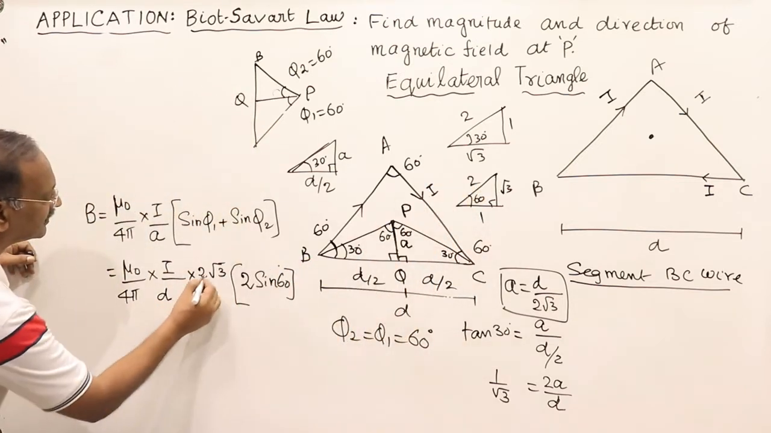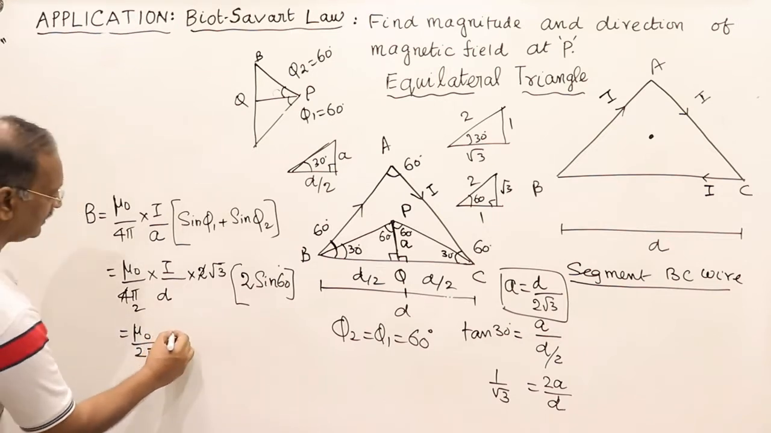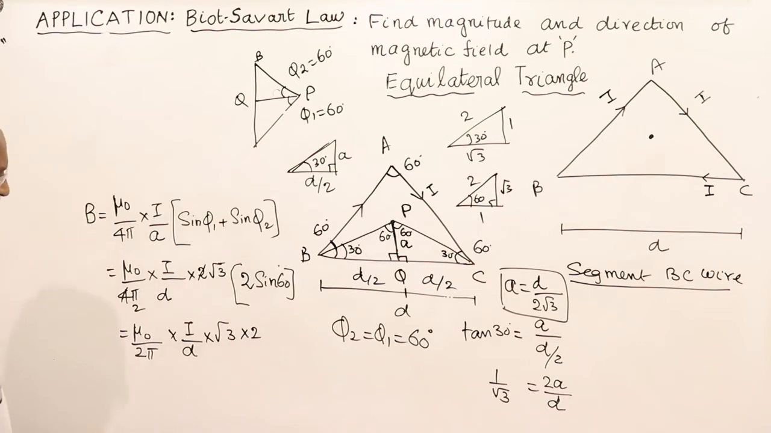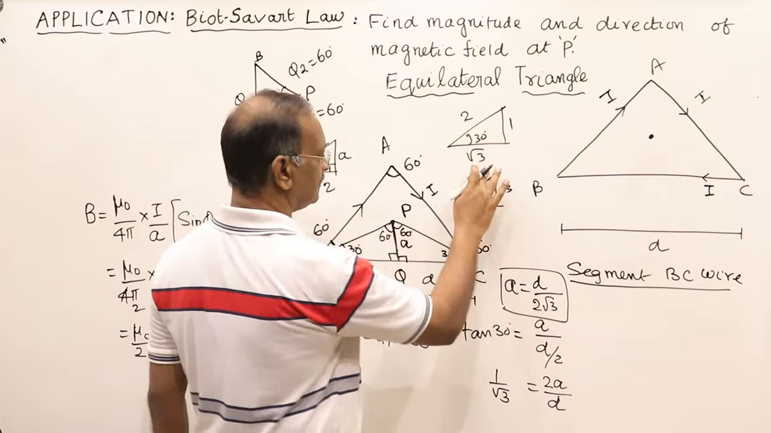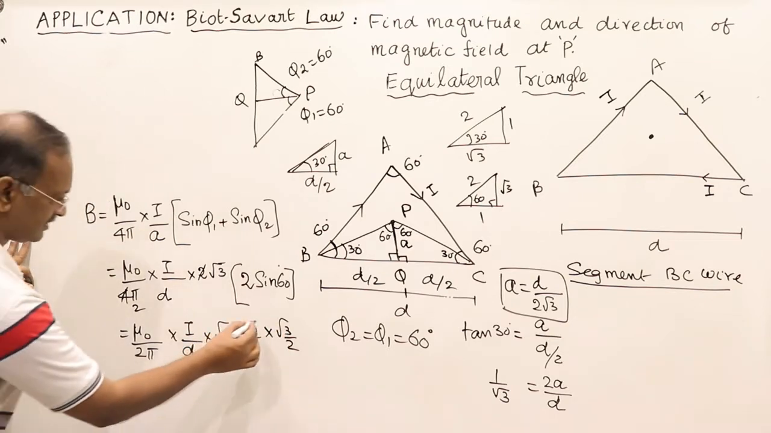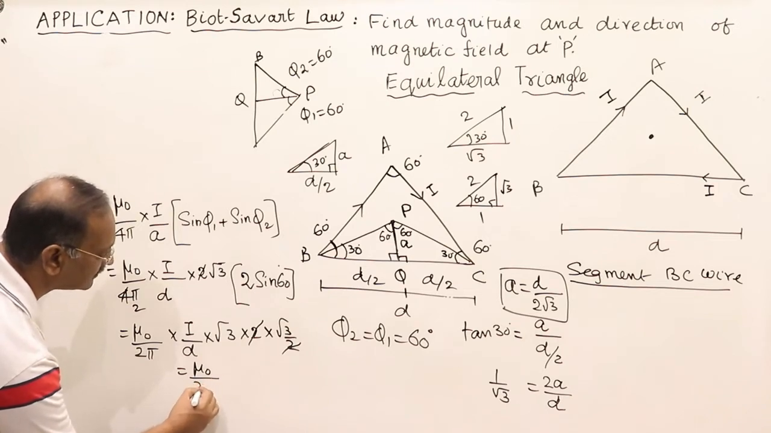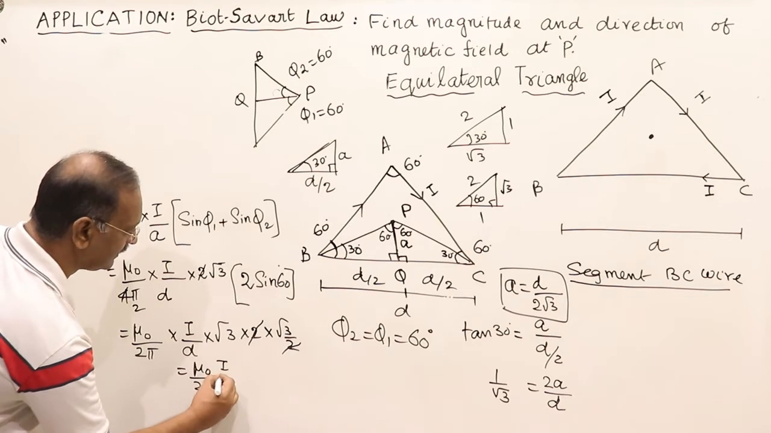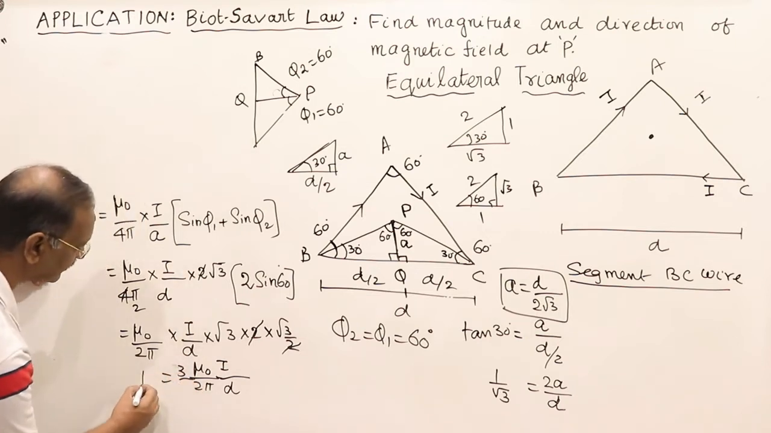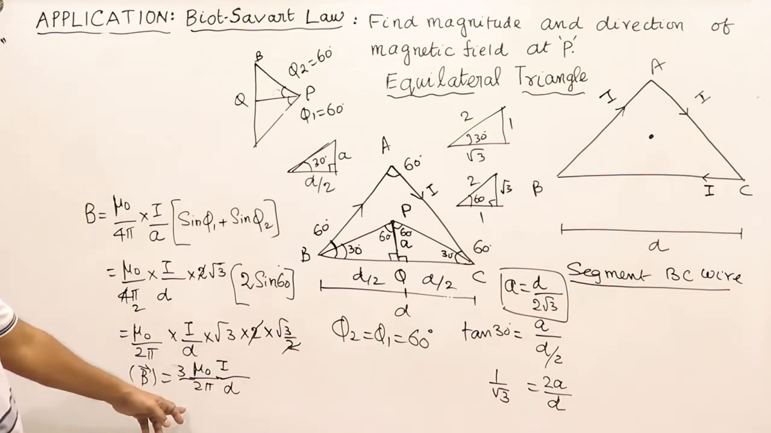So this will become, this cancels, 2 is equal to mu naught by 2 pi into I divided by d, into root 3 into 2 into 2 into sin 60. What is sin 60? Sin 60 is equal to root 3 by 2. So root 3 into root 3 is equal to 3. These two and these two get cancelled. So this will become mu naught by 2 pi into I divided by d, root 3 into root 3 is equal to 3. This is the magnitude of B due to this line segment BC. So we can write 3 by 2 mu naught.